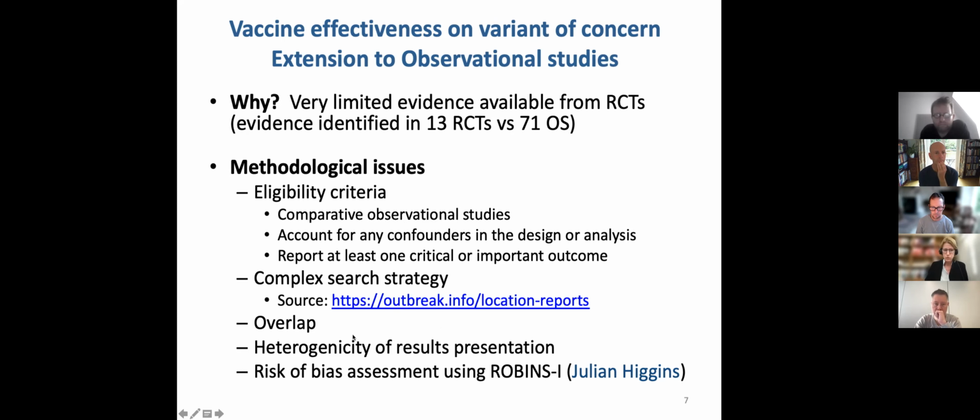We also, of course, have issue of overlap, because several studies can come from the same data source. And so it might not be exactly the same patients, but part of the same patients could be included in 2 observational studies. We also had important heterogeneity in the result presentations, because the same outcomes was analyzed in different ways. So we had to set up a process to make sure that we extract the data and choose the outcome consistently. And finally, we had to assess the risk of bias for the outcomes we are considering. And I'm going to leave this to Julian to detail our process.